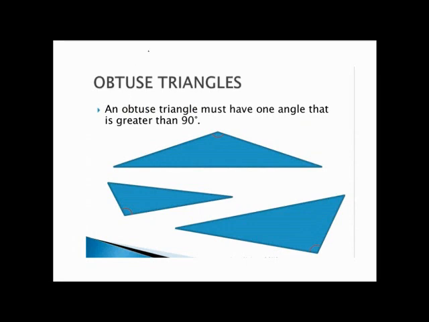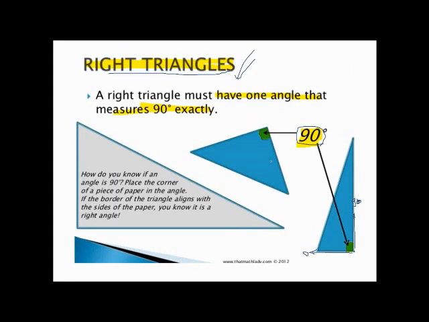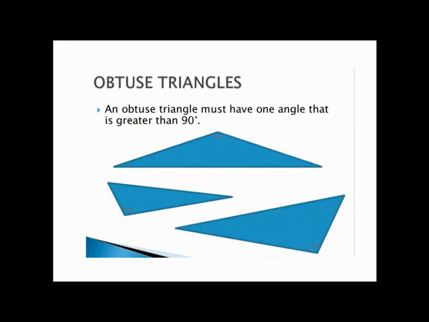Now let's go to the obtuse triangle. We're done with the right triangle. The obtuse triangle has one obtuse angle, and we said that the obtuse angle must be greater than 90 but less than 180, right? So for example, here this is an obtuse angle.